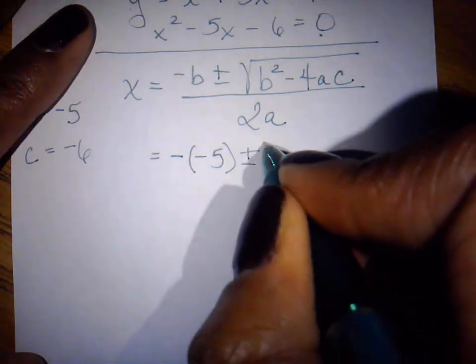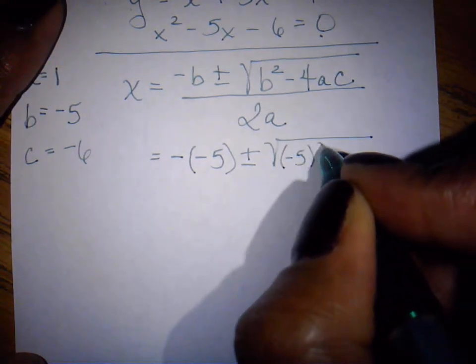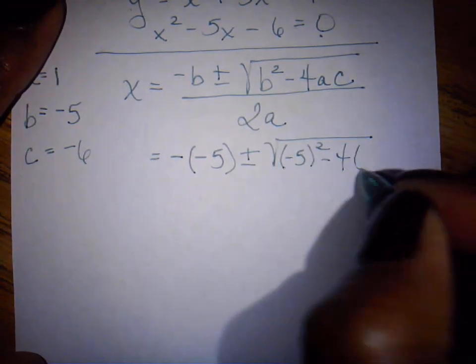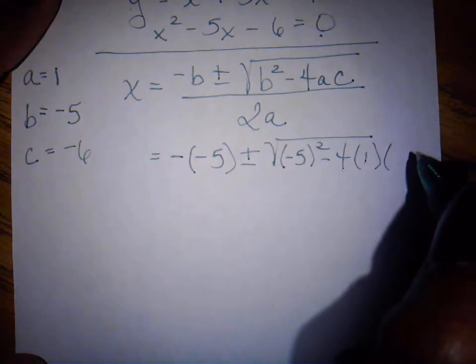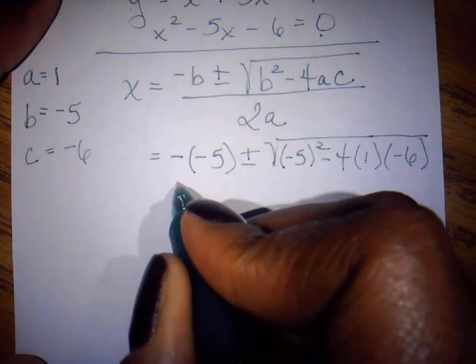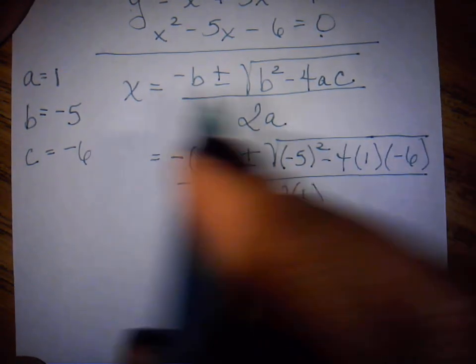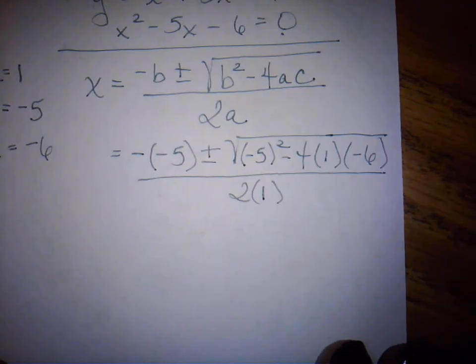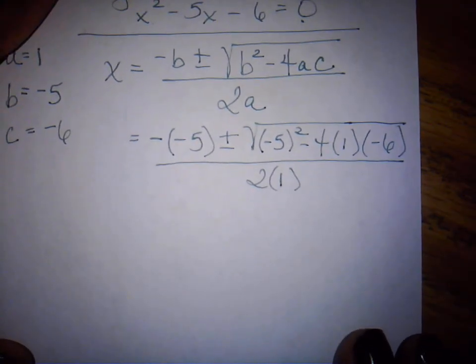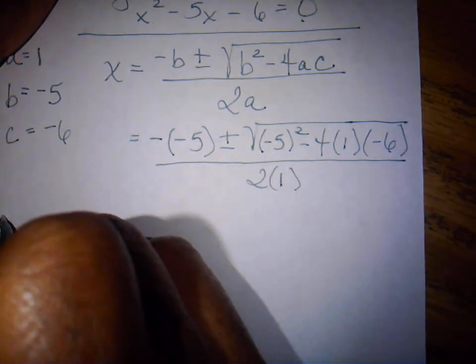Plus or minus the square root of negative 5 squared minus 4 times 1 times negative 6, all divided by 2 times a, which in this case is 1. All we did was just plug in our stuff into the quadratic formula. Now let's simplify. I'm going to come over here.